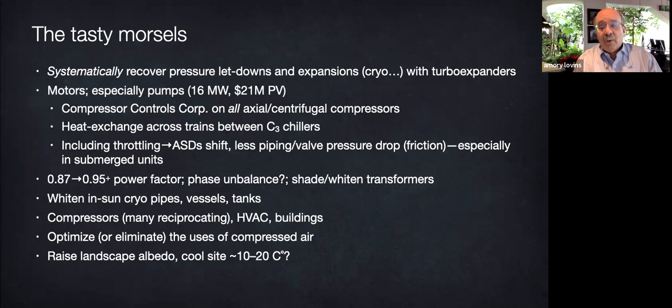Well, that evening we ran regressions on the efficiency of the plant as a function of ambient temperature. And next morning we announced that whitening the ground would be worth about $1 billion present value.